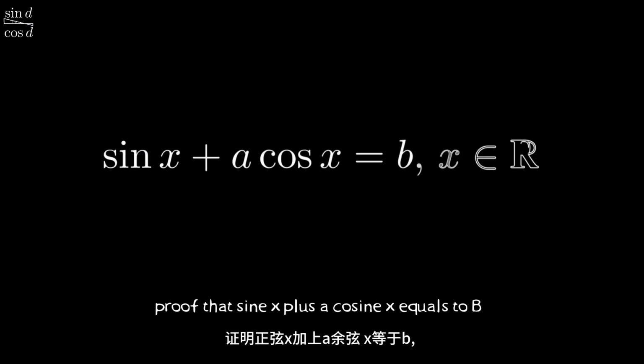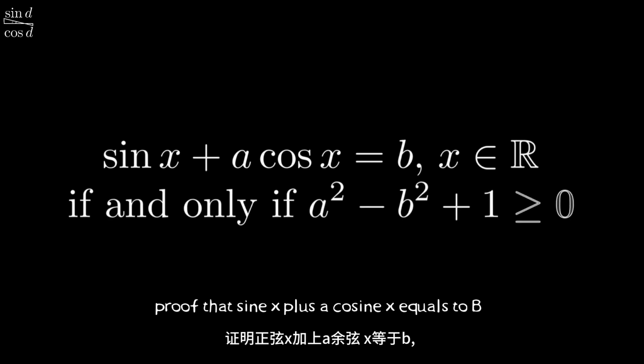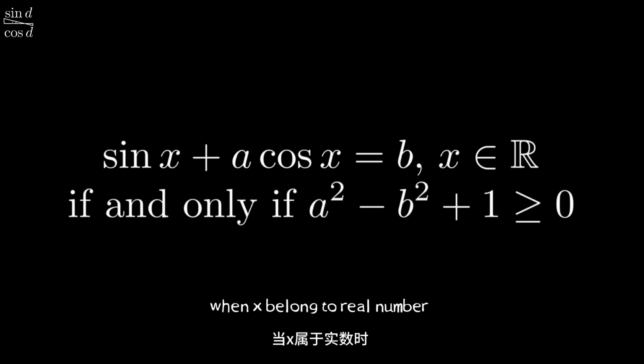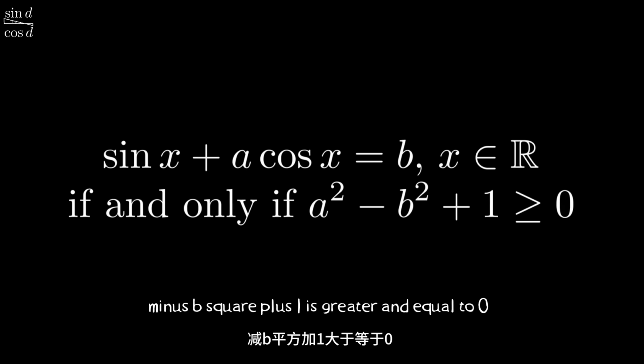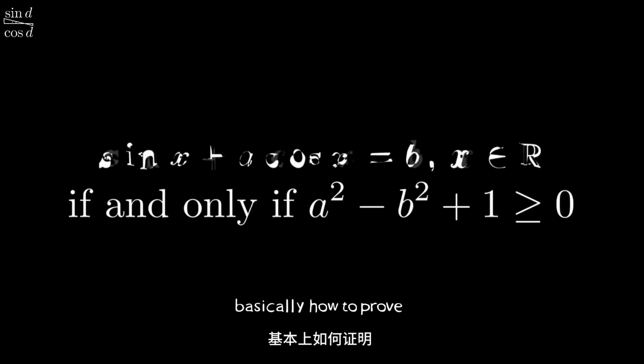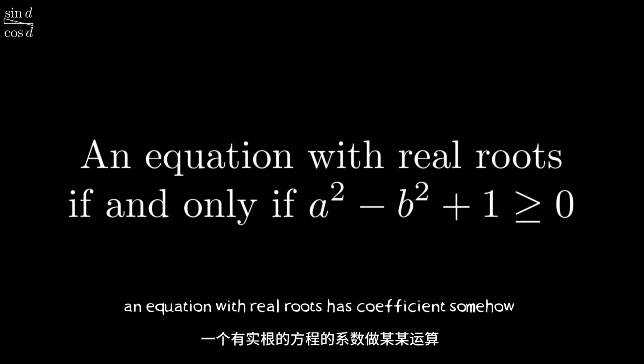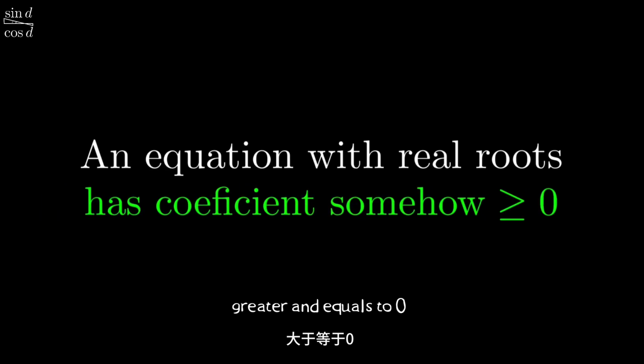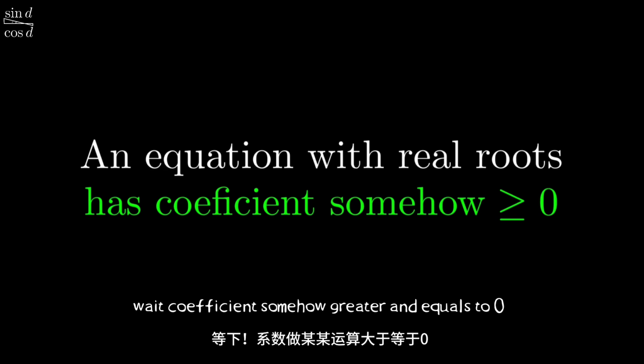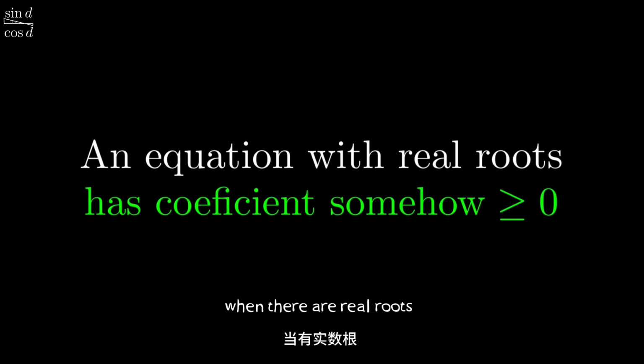Prove that sin x plus a cosine x equals b, when x belongs to the real numbers, if and only if a squared minus b squared plus 1 is greater than or equal to 0. Basically, how do we prove that an equation with real roots has coefficients somehow greater than or equal to 0? Wait, coefficients somehow greater than or equal to 0 when there are real roots?